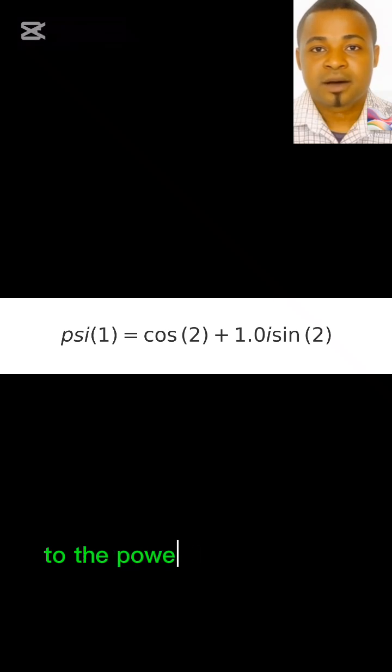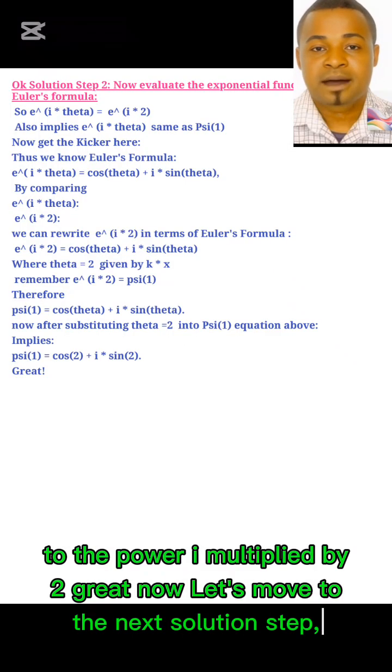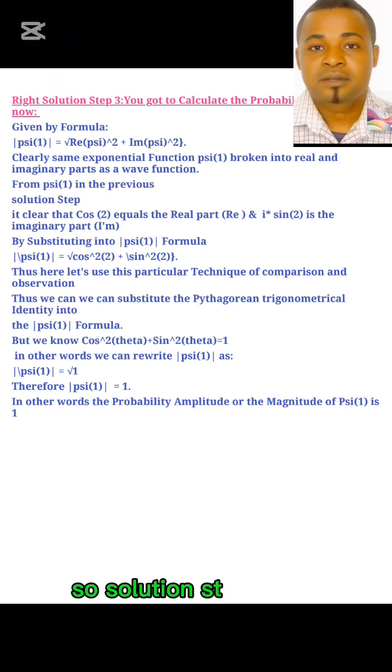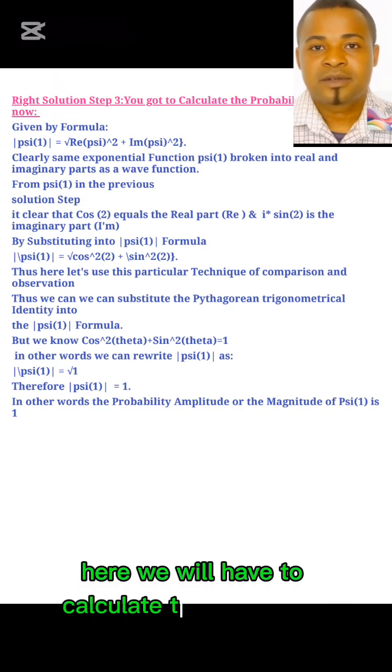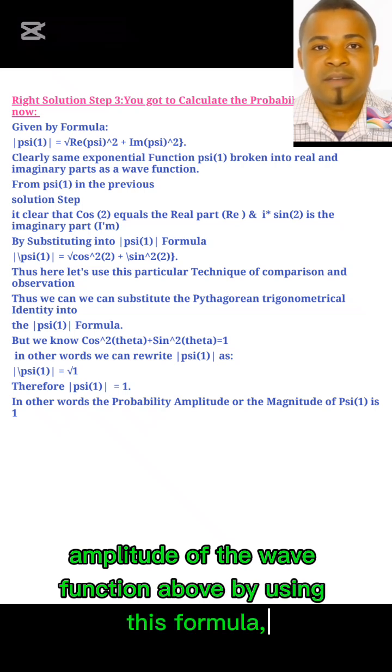Hence by implication, this is mathematically the same as psi of x equals cosine of 2 plus i sine of 2, since psi of x must be equal to e raised to the power i multiplied by 2. Great, now let's move to the next solution step.